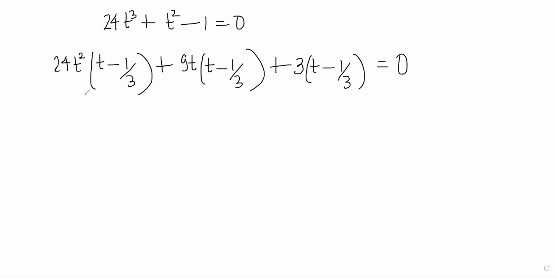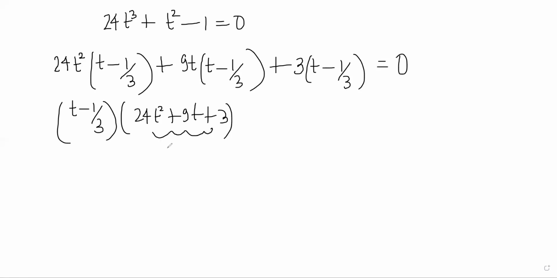Yes, sir. So now we get immediately t minus 1 by 3 comes out, and it is 24 t square plus 9t plus 3, and discriminant of this is negative. So no real roots here, correct? Yes, sir. Okay. Then the next one is, sir.